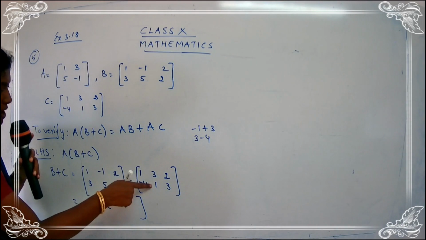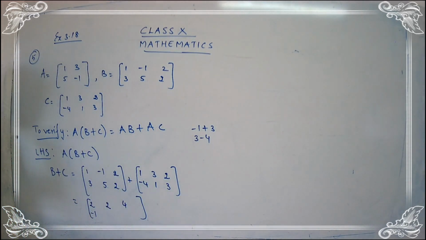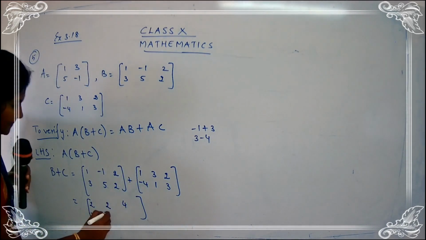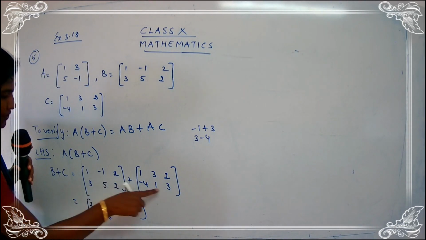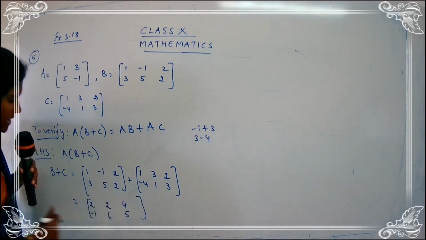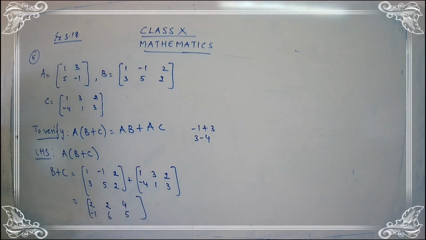5 plus 1, 6. Yes. 2 plus 3, 5. So I have added B plus C. What is the new matrix we are getting over here? 2, 2, 4, minus 1, 6, 5. So now let us go for the next part of the LHS. Now you are going to multiply A into B plus C.